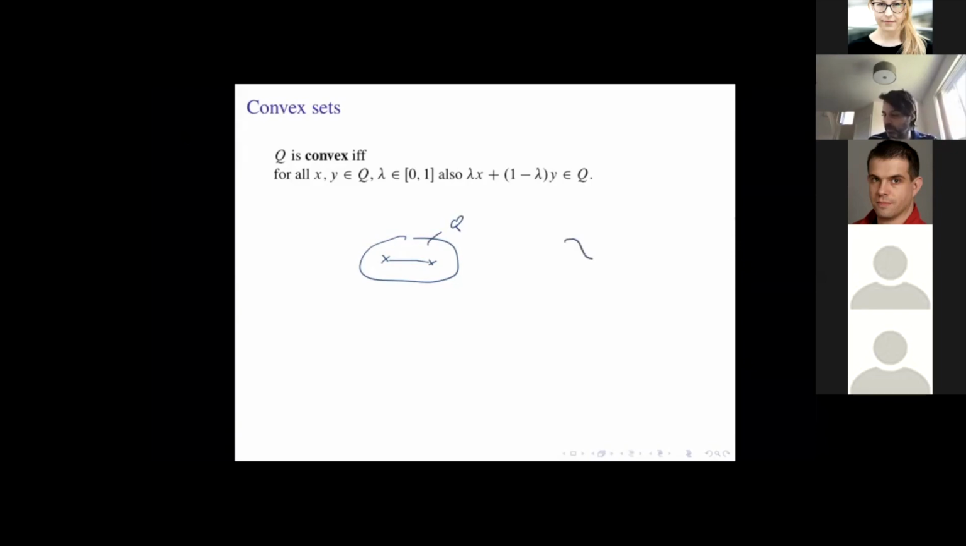Alternatively, you can think of other sets, like say this one here. If you take 2 points here, you take a line between these 2 points, then the line wanders outside of the set. So here it will leave the set. So this set here is not convex. So Q is convex, this guy here is not. It's a very easy concept. Just every line between 2 points must remain inside the convex set. And this must hold for all points in the set.